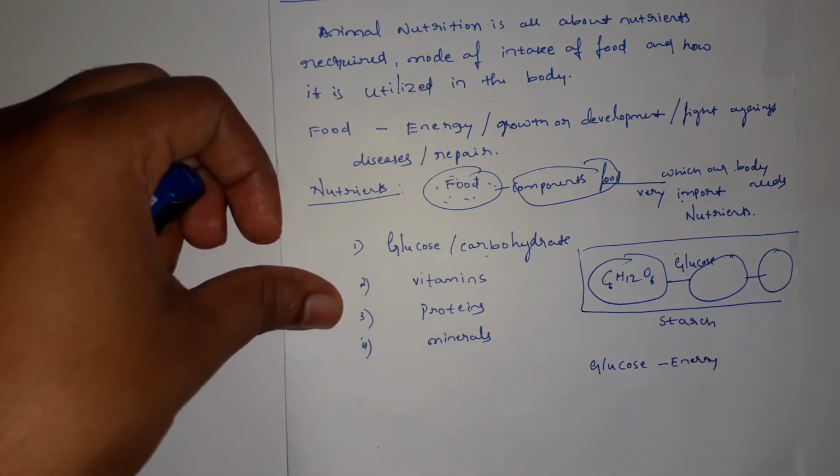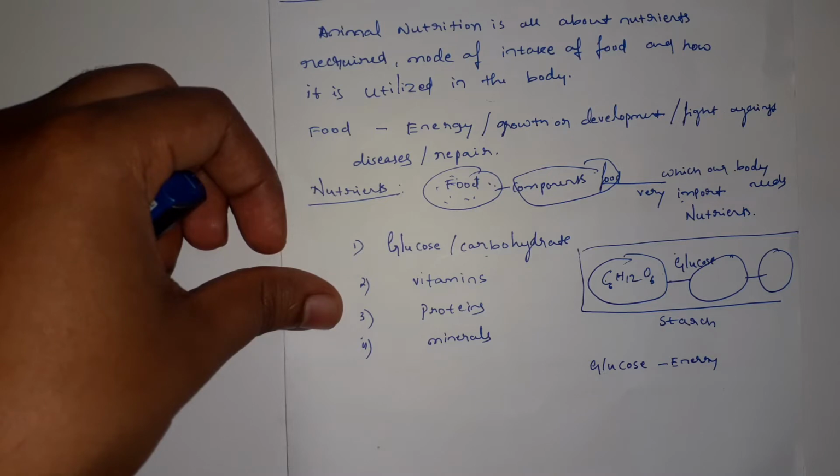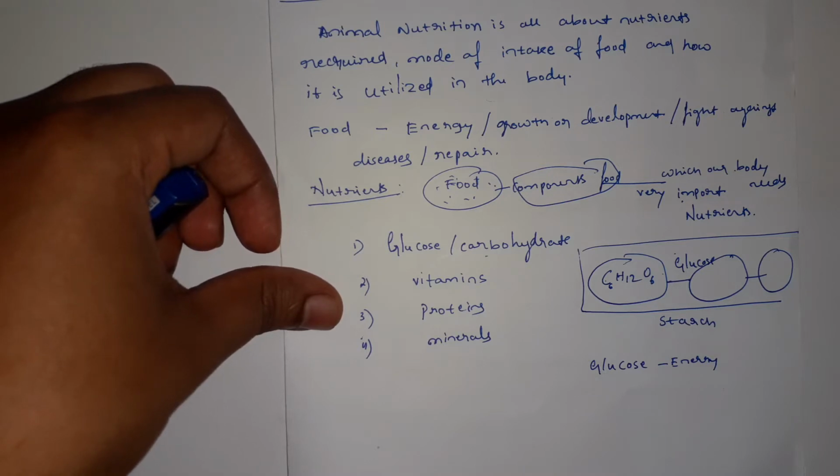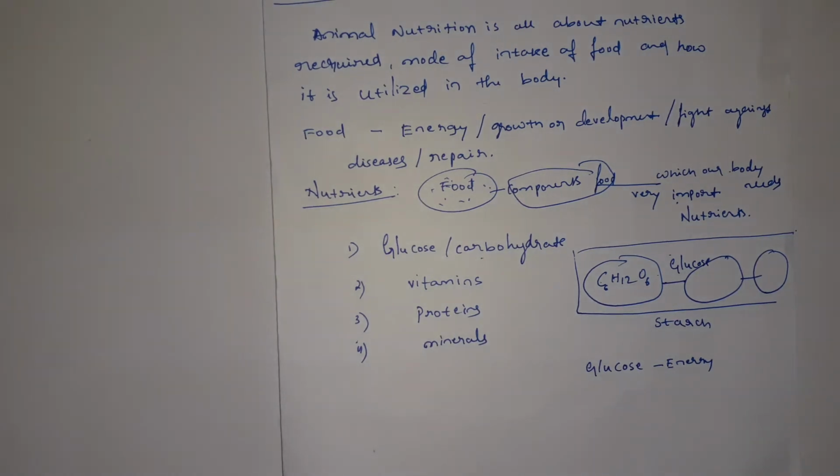Therefore, you may have heard the advertisement about Glucon D. What does it contain? Glucon D contains glucose. Many fruits, many juices, energy drinks contain glucose. So whenever we consume energy drinks, our body gets ready-made glucose. So we get instant energy whenever we drink Glucon D. Glucon D already contains glucose.